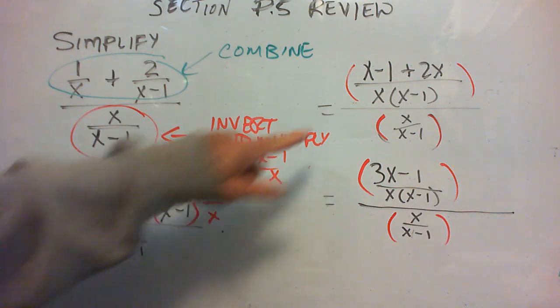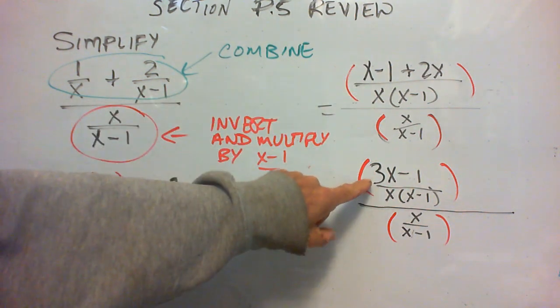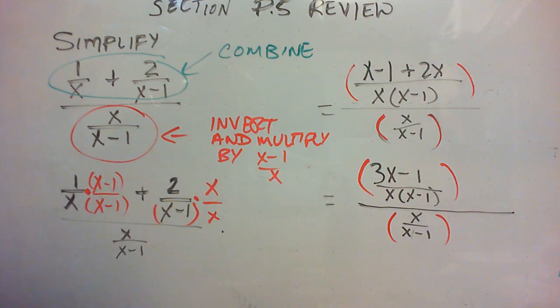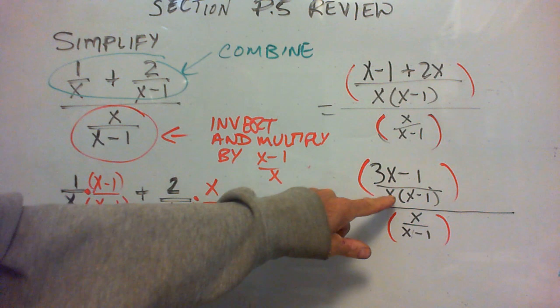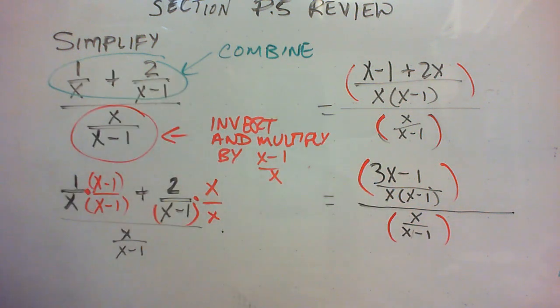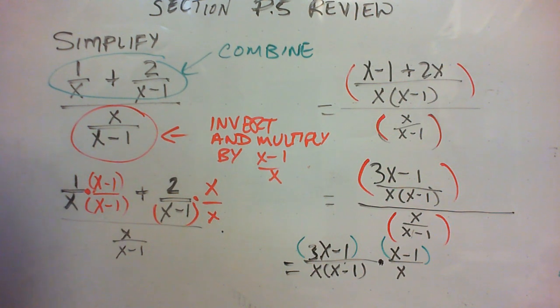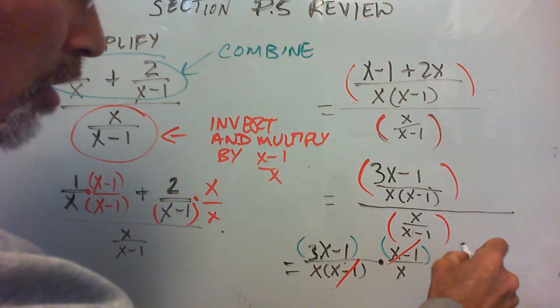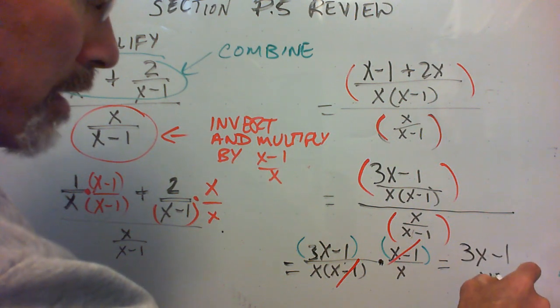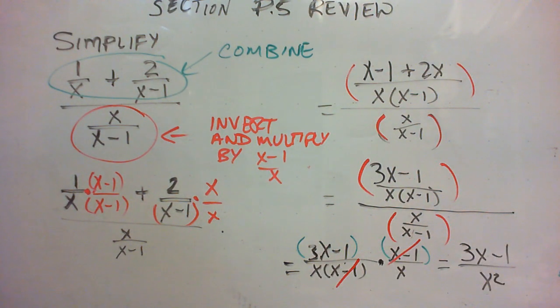So when you combine those two and simplify, the top fraction simplifies to 3x minus 1 over x times x minus 1. The bottom fraction is still x over x minus 1. We haven't done anything with that yet. Now invert that bottom fraction and multiply. And when we invert and multiply, we find that the x minus 1 factors cancel each other. So the result is 3x minus 1 over x times x, or 3x minus 1 over x squared. And that's the final simplified answer.